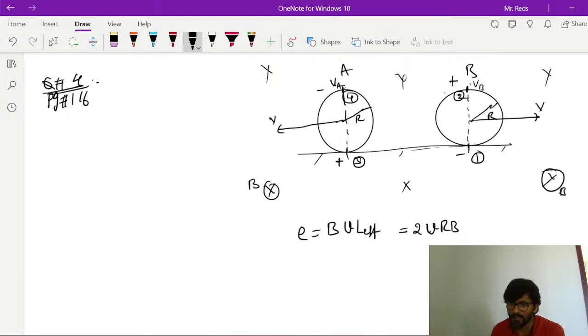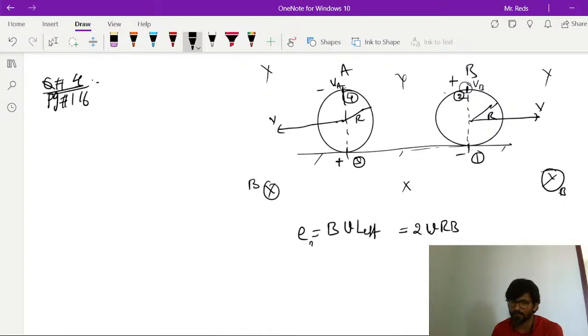That means this is a higher potential. These two are at a common potential, so the difference between them will be zero, right? But here these are at different potentials. This is at higher potential, this is at lower potential. So you can take this as V at 2.